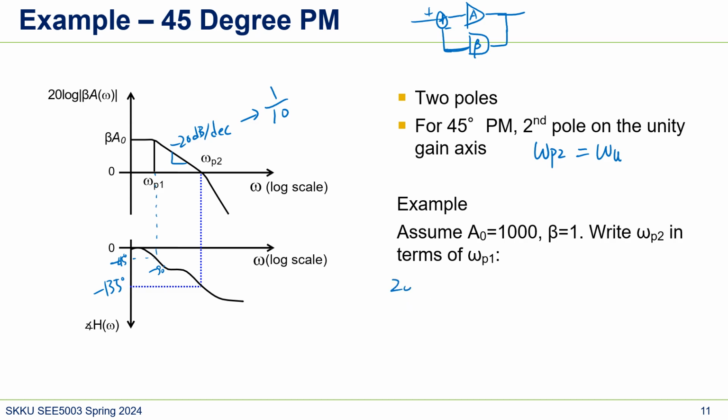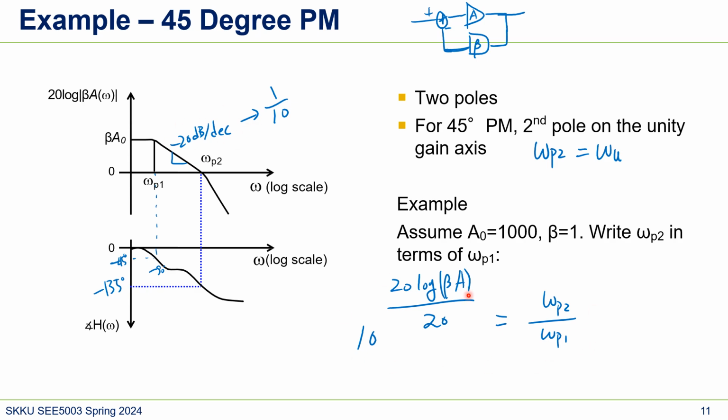So it's like 20 log, I'll just remove the absolute value here, 20 log of beta A0, like 20, and this should be 10 log of omega p2 over omega p1. So this is the equation. If we just directly interpret this value, then this is how it works.